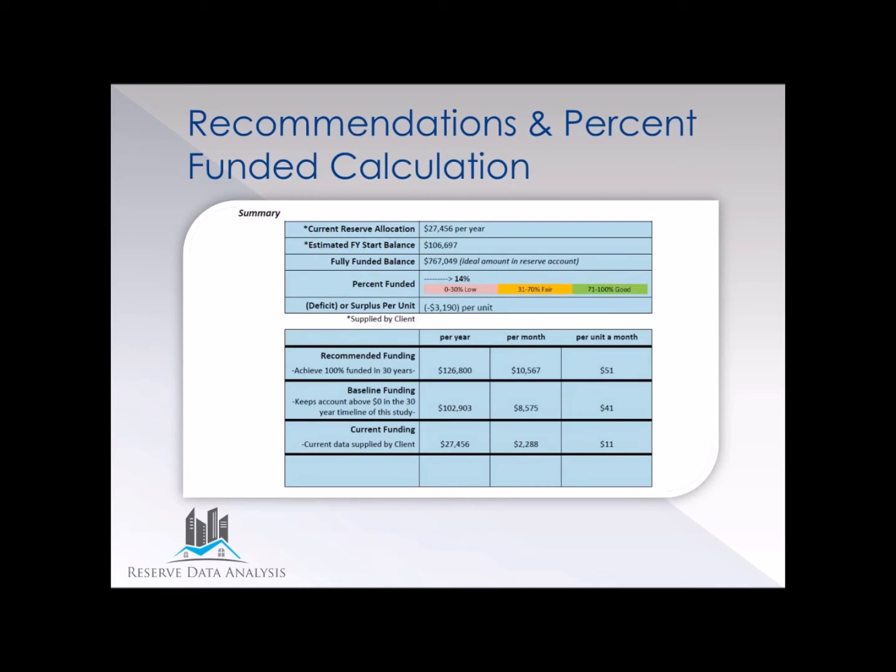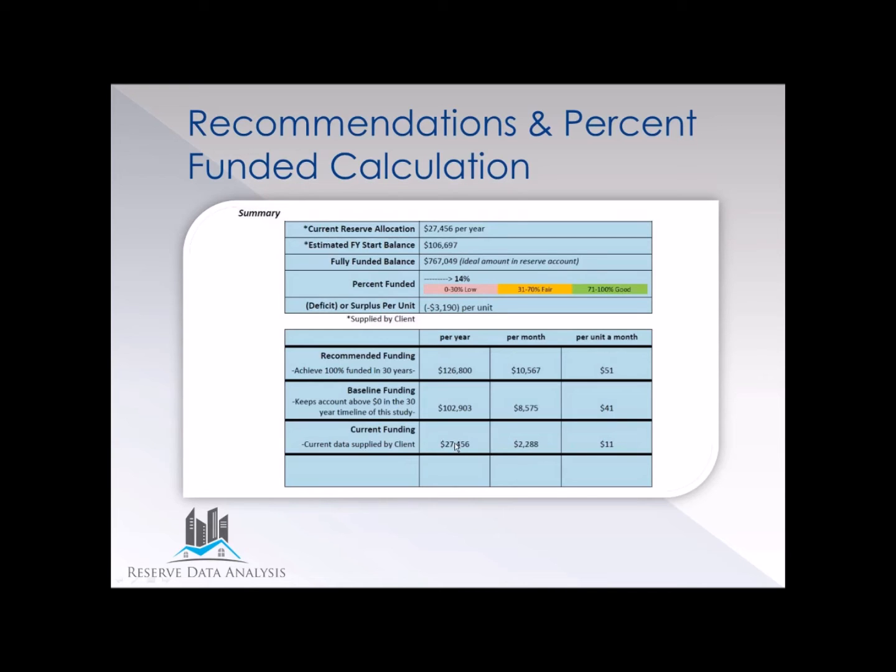So in a reserve study as well, you're going to have a summary page similar to this one. We're going to have a percent funded calculation here, 14% in this scenario. We have a recommended funding model, a baseline. Baseline just is a funding model that keeps the reserve count above 0 for the 30 years covered in the reserve study. And we have a current funding model. So this is how much the association is currently funding.